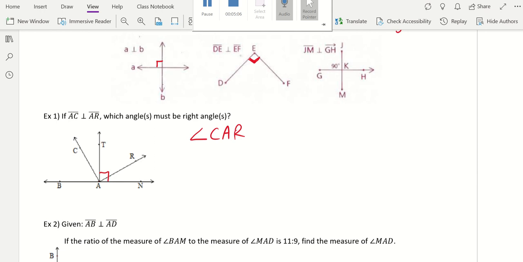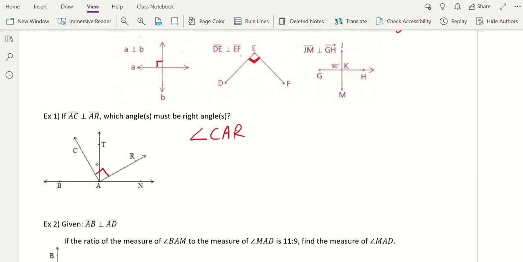So while it looks like TAN might be a right angle, or it looks like TAB might be a right angle, we cannot assume that they are right angles. We need some sort of evidence or some sort of proof, and the only thing we know for sure is that AC is perpendicular to AR, so angle CAR is the only right angle we can identify there with certainty. Now, if I told you that TAN were a right angle, then you would also know that TAB would also be a right angle because those two angles are supplementary because they combine to form a straight angle, but we don't know that.